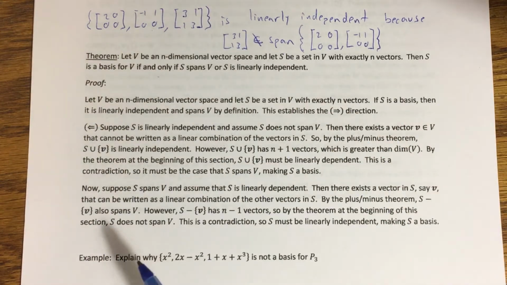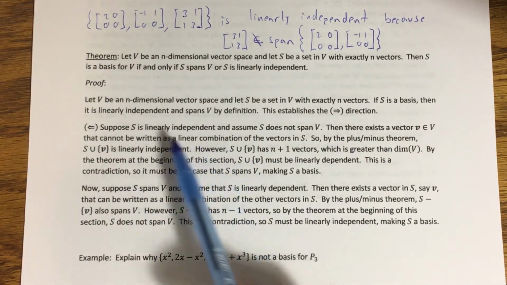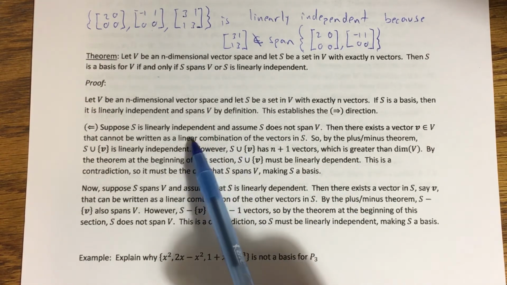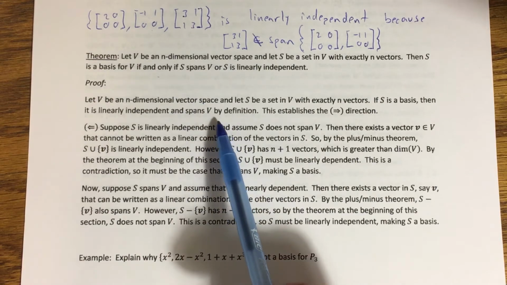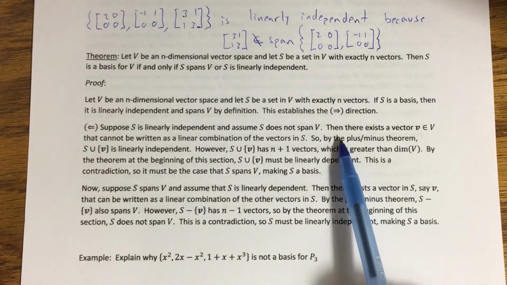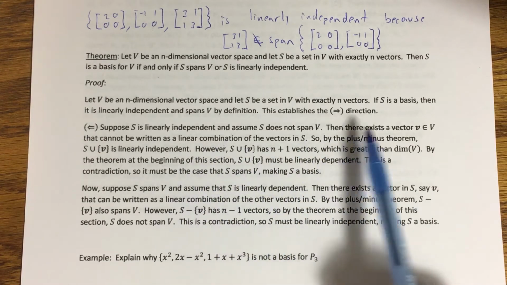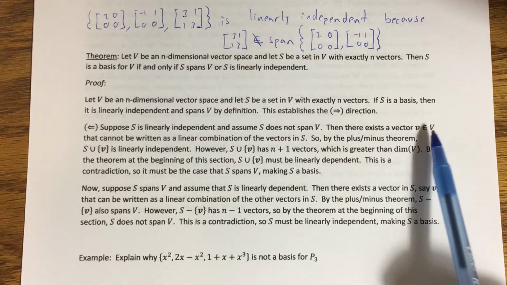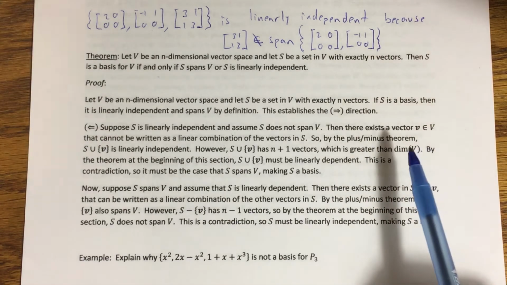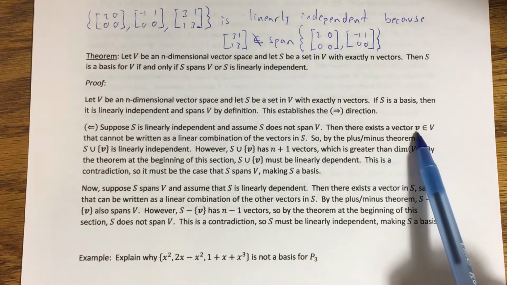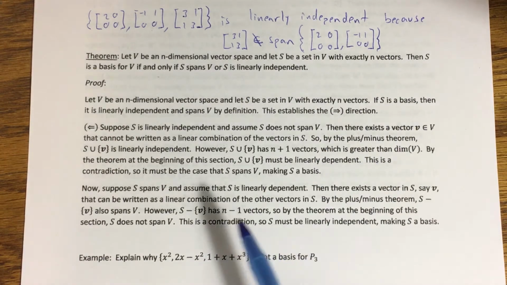We want to go the other direction. So here we're going to suppose S is linearly independent, and I'm going to prove that that implies S also spans V, again using the assumption that S has exactly n vectors. So to prove this, we want to choose some arbitrary vector in V and then show that that vector can be written as a linear combination of the vectors in S. That would mean that this arbitrary vector belongs to the span of S.